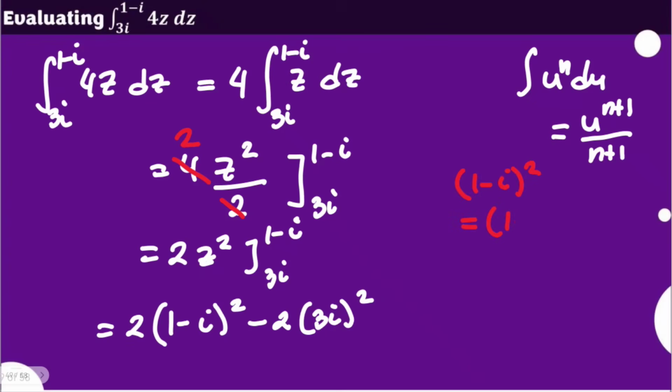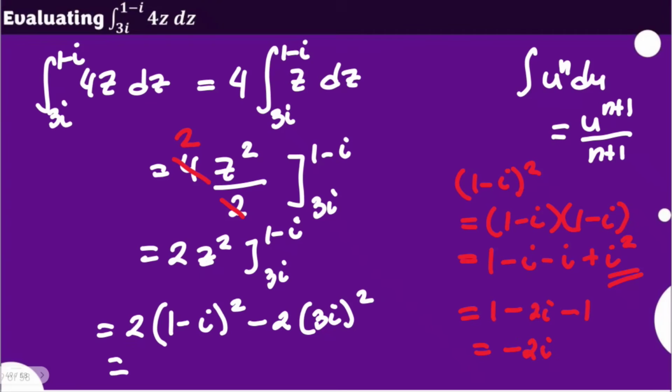This is equivalent to 1 minus i times 1 minus i, which would give us, using the FOIL method. Of course, you can solve this immediately if you are comfortable with some special product techniques. Allow me to use here the FOIL method to illustrate this further. 1 times 1 is 1. You have minus i, and plus i squared. We know that i squared is negative 1. So this is actually 1 minus 2i minus 1, which will give us just negative 2i. That is for our first term, 2 times negative 2i.